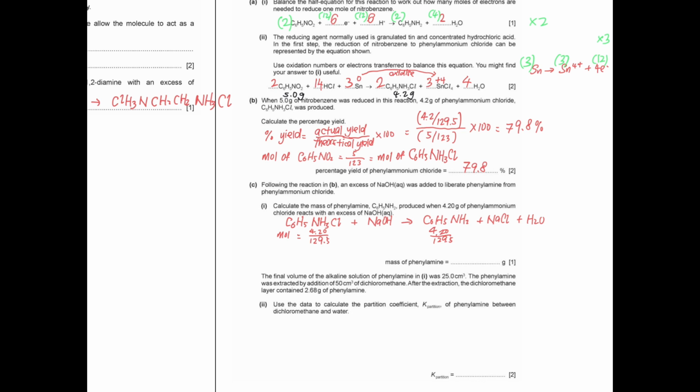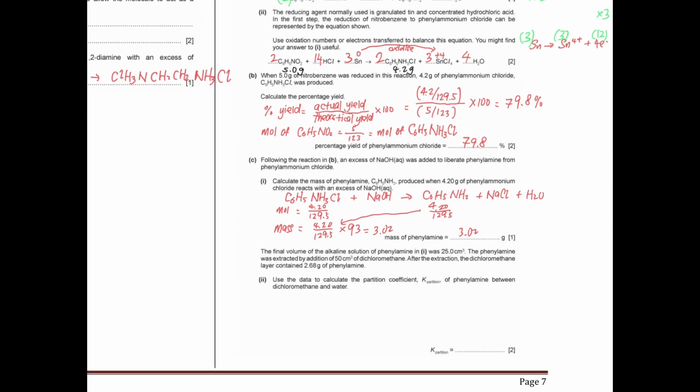Okay, but they want the mass. So mass is where we take the mole of this one, we multiply with molar mass, which is 93, and then we get 3.02. That's the mass of phenylamine obtained.